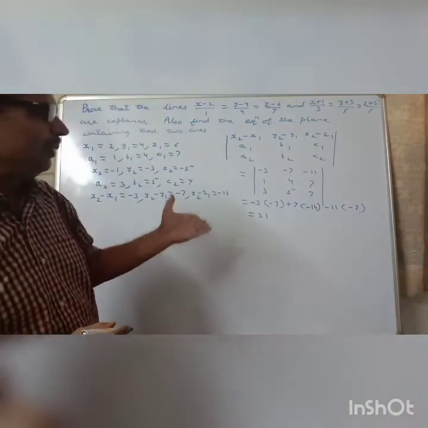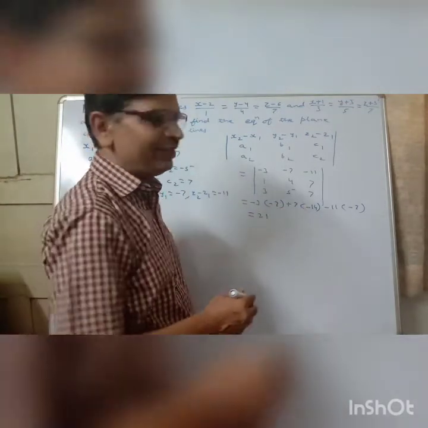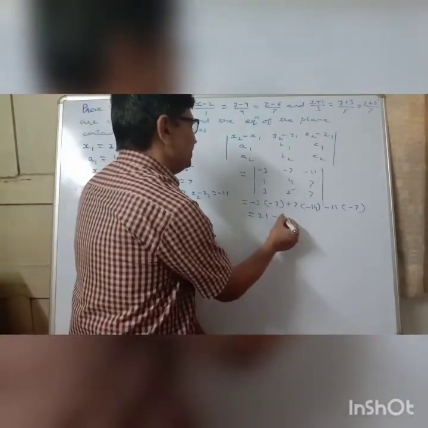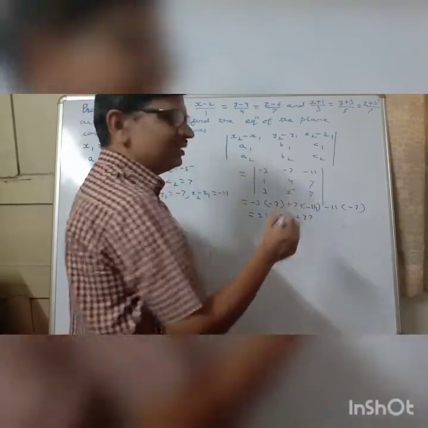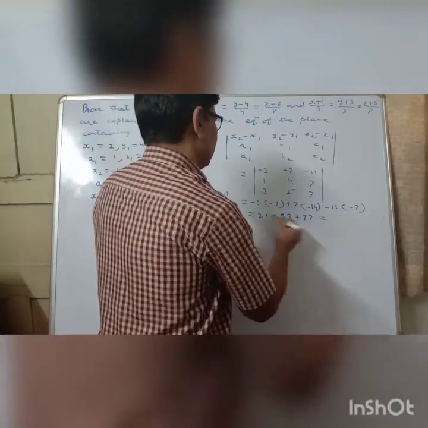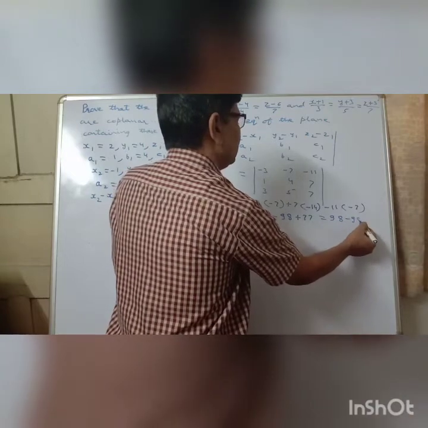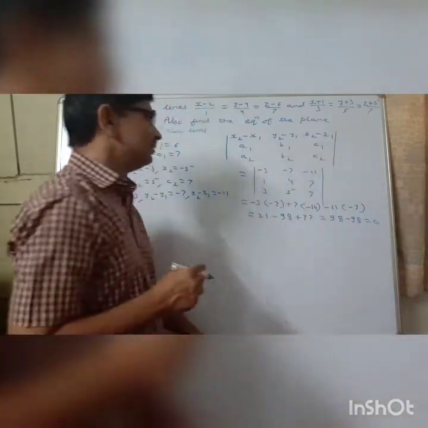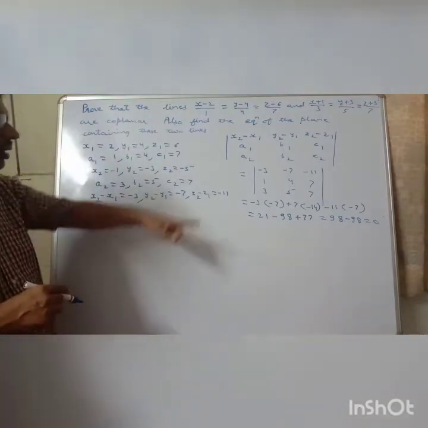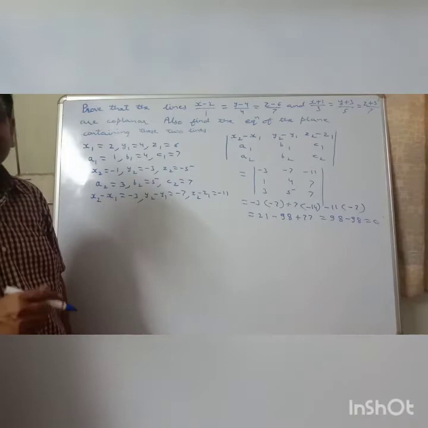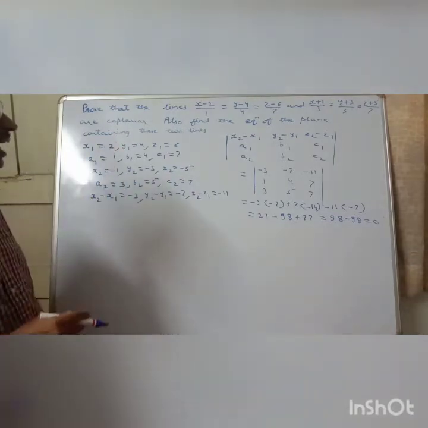Multiplication of two negative numbers is positive. Here one number is positive, another negative, so the product is negative. 14 sevens are 98. Plus 11 sevens are 77. 7 plus 1, 8. 7 plus 2, 9. 98 minus 98, 0. For the two lines, the condition of coplanarity gets satisfied. It means that the given two lines are coplanar.